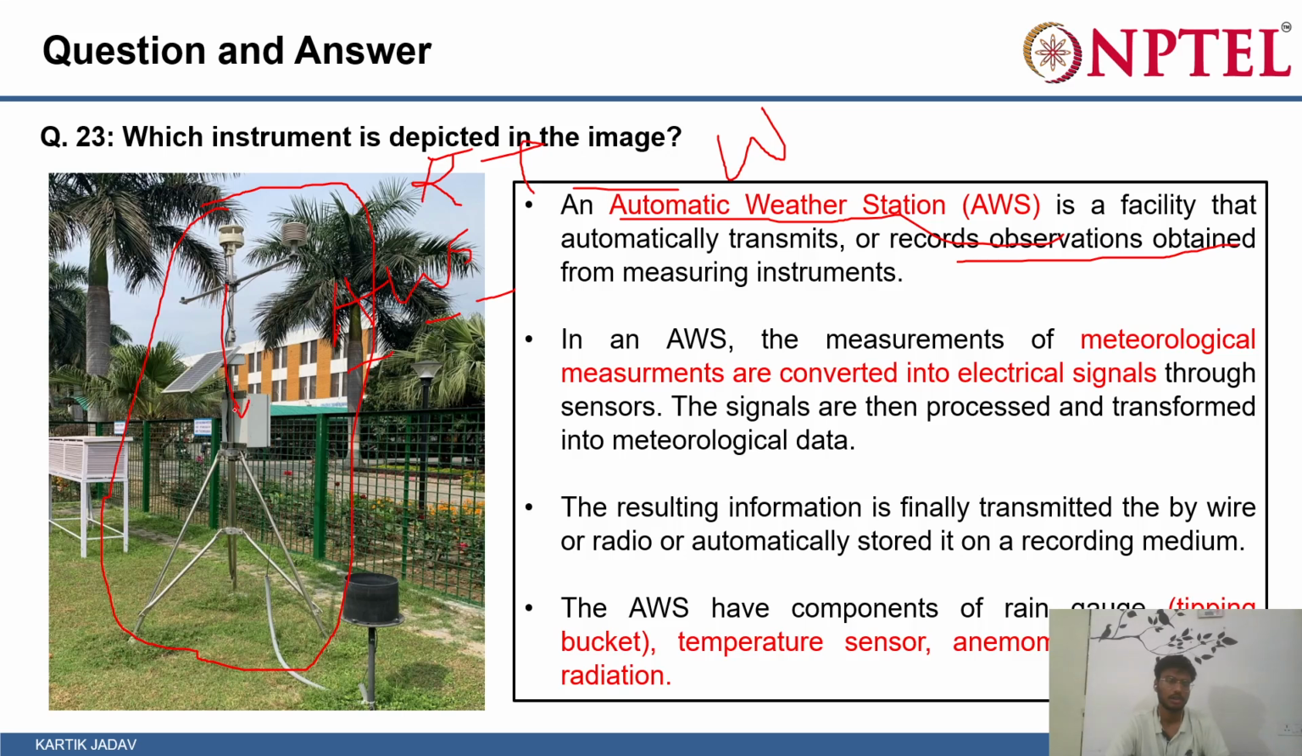This data is generally collected in a logger, and this logger is connected with our system, because this system has a SIM card or Wi-Fi network, so that the data is directly transferred to our system. Then we can directly get to know the current status of weather in any region.